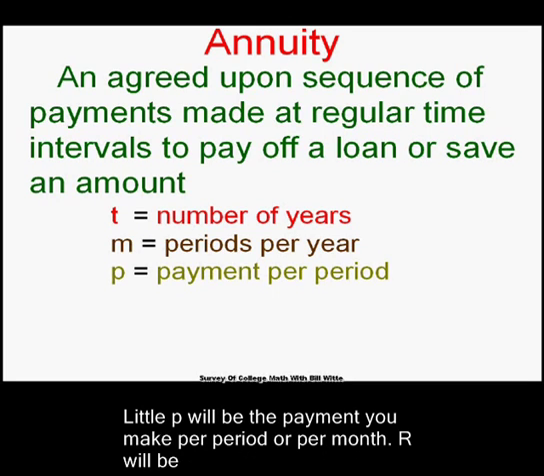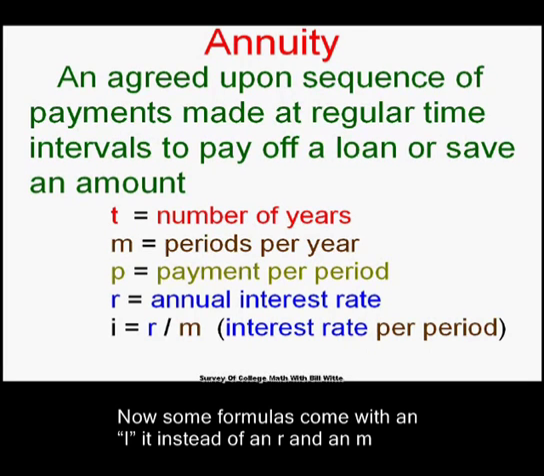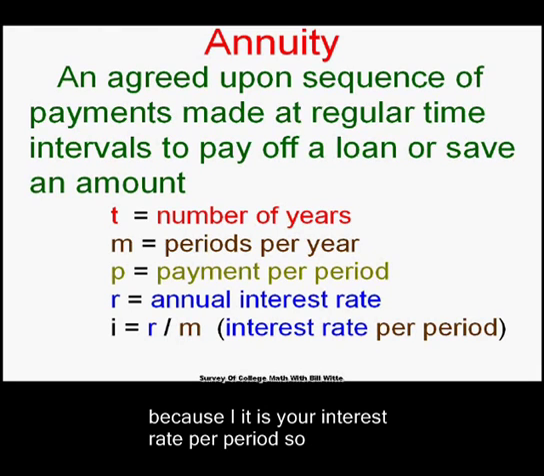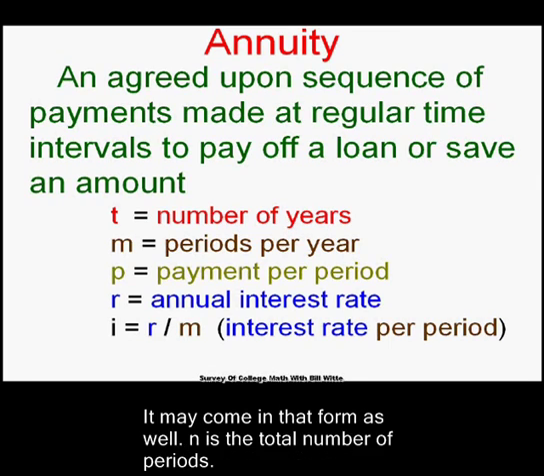P is going to be the payment you make per period or per month. R is going to be your annual interest, and that's over the whole year. Some formulas come with an I instead of an R and an M, because I is your interest rate per period. So it's your annual interest rate, R, divided by the number of periods, M. So be looking for that. It may come in that form as well.